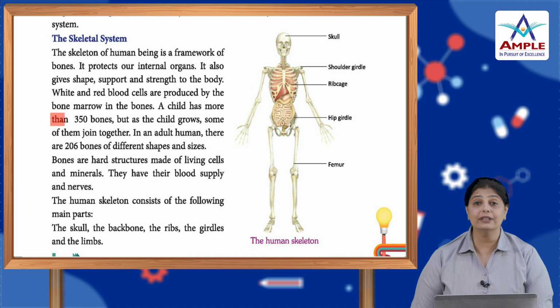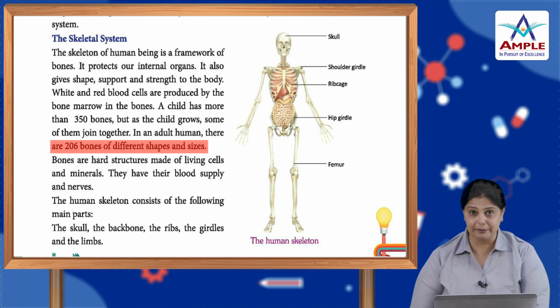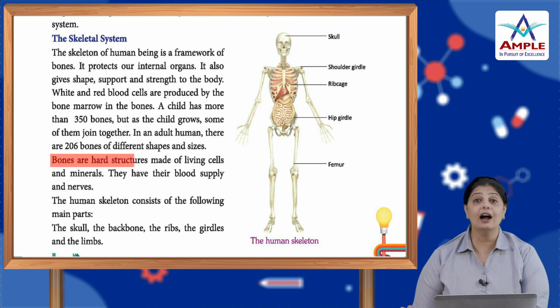A child has more than 350 bones, but as the child grows, some of them join together, and in an adult human there are 206 bones of different shapes and sizes. We can feel the bones inside our body, but we cannot see them. Bones are hard structures made of living cells and minerals. They have their own blood supply and nerves.